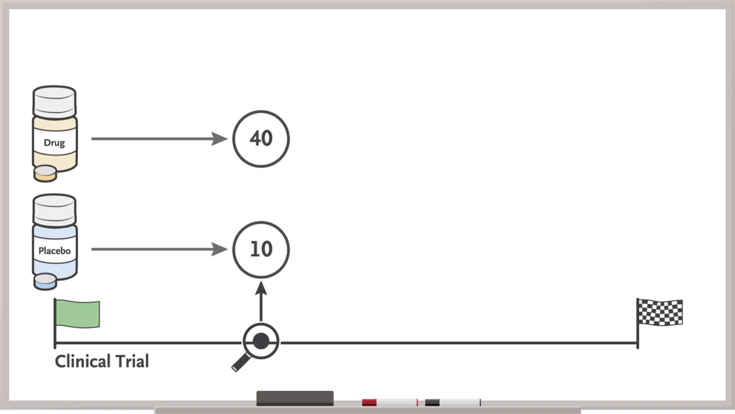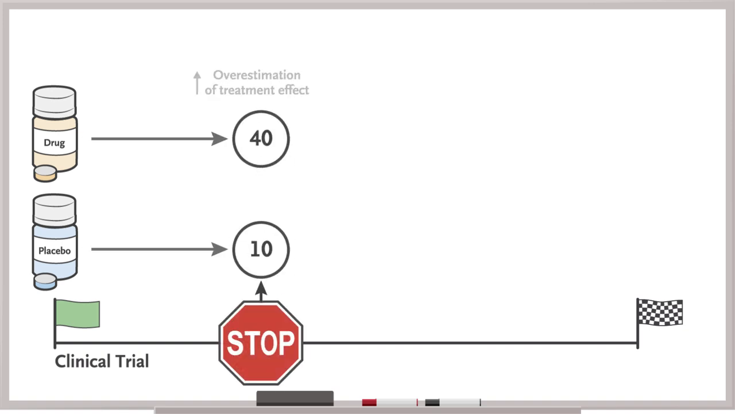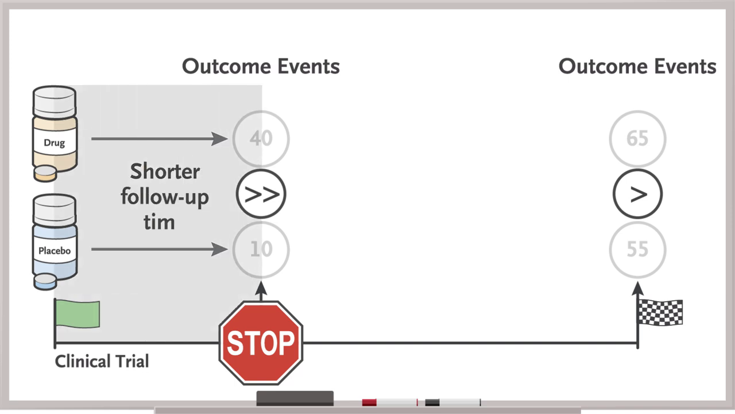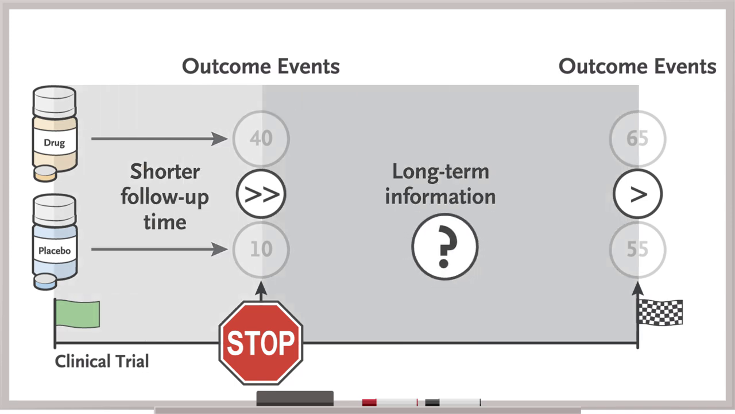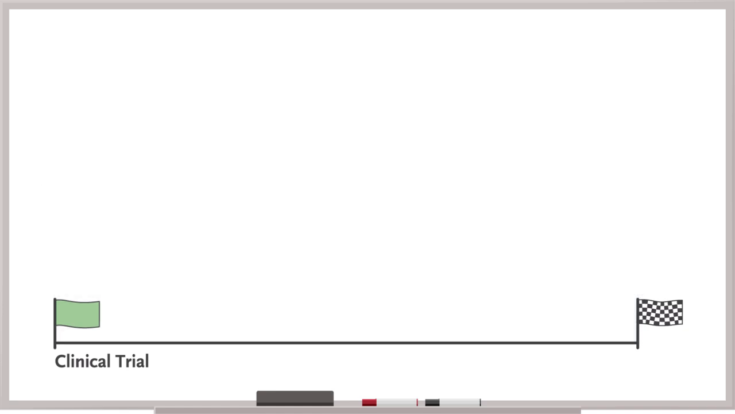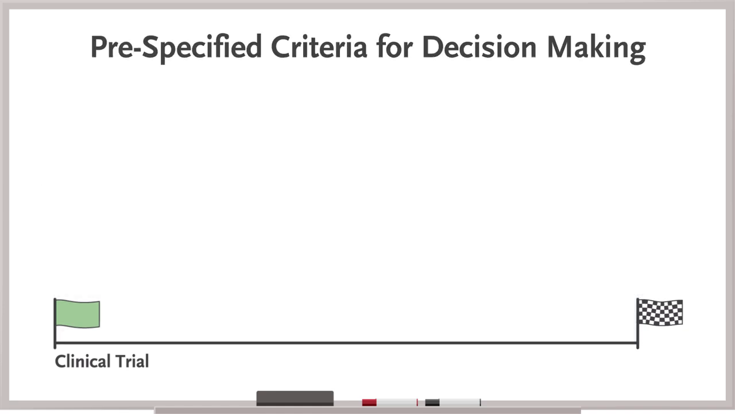Second, analyzing data from a trial that was stopped early risks overestimating the treatment effect. Stopping a trial early likely means accruing fewer outcome events than planned, making estimates more fragile, and perhaps by chance, making between-group differences seem larger than they really are. Trials that are stopped early may also have shorter follow-up, missing out on capturing long-term information. To address these issues, interim analyses should use pre-specified criteria for decision-making.